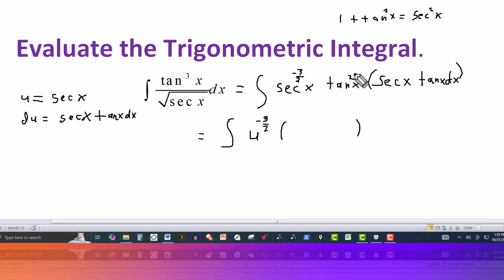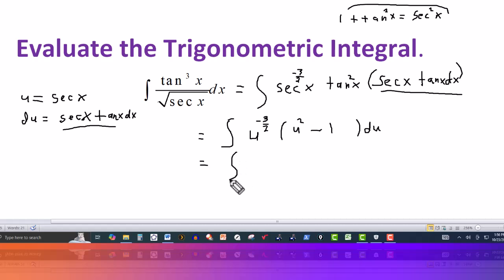So what I'm going to do here is replace this tangent squared by secant squared minus 1. In other words, I'm going to move this over to this side, change the sign. Tangent squared then will equal secant squared of x minus 1. So I'm going to put it right here, but remember the secant is u, so instead of secant squared I'm going to write u squared here, and then this will be minus 1. And then this right here, secant of x, tangent of x, dx, from over here, that's your du.